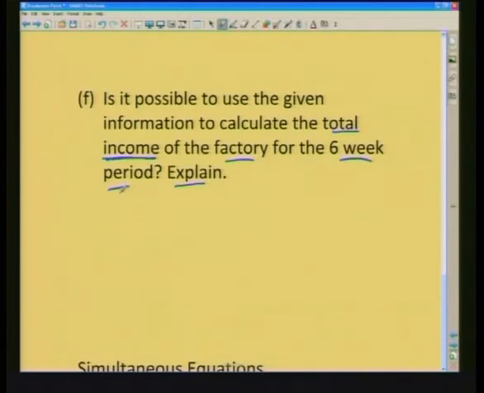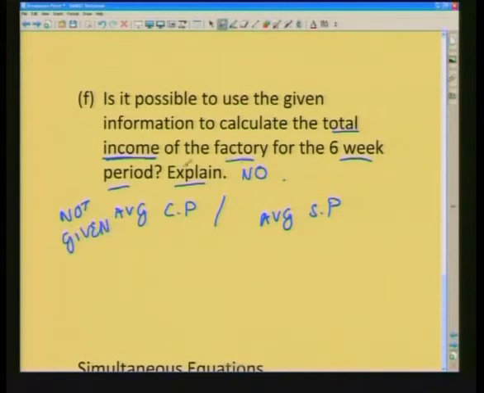So the answer here is no, it's not possible, since in order to work out the total income, we need to have the average cost price, or we need to have the average selling price. And since these are not given, it is impossible to work out what the income will be for this factory.